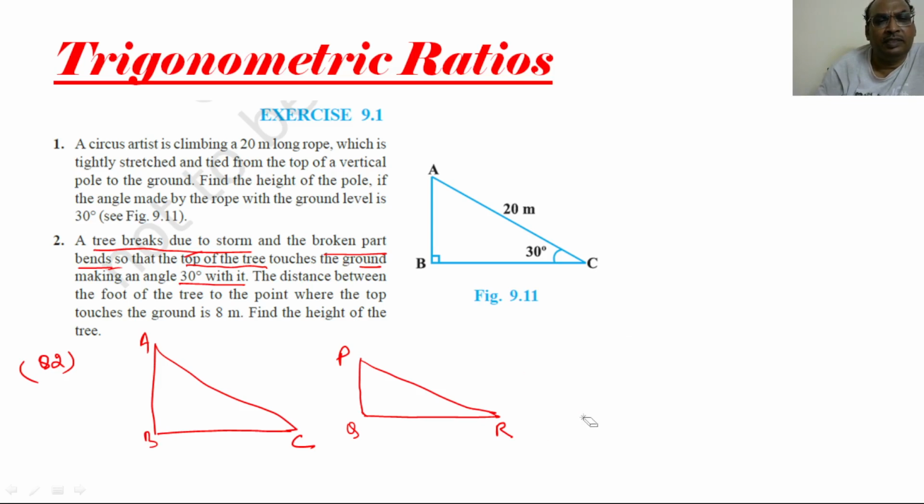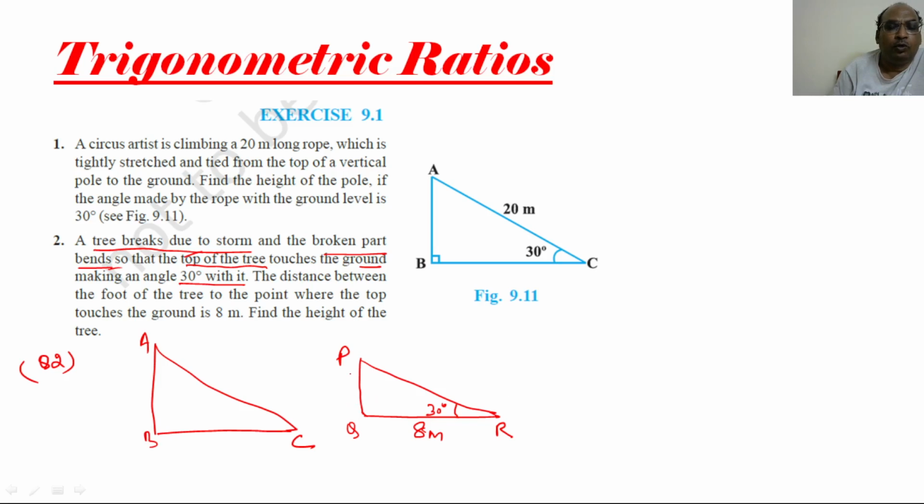So now in this case, the ground is making an angle 30 degree. So this has become 30 degree because it is written that the tree is making an angle 30 degree with the ground, not at P. And the distance between the foot of the tree to the point where the tree touches the ground is 8 meters. So this is given as 8 meter. Then find the height of the tree. We need to find the height of the tree.